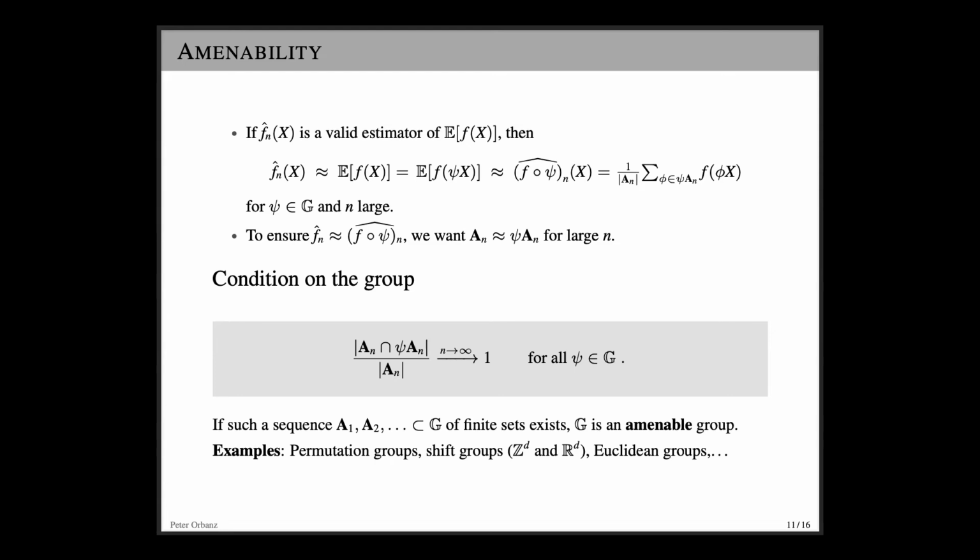Okay, so examples of groups that have this property are permutation groups, then shift groups, both countable shift groups and uncountable shift groups, so Euclidean groups, which means also rotations, but then also plenty of others like Heisenberg groups, automorphism groups, and so on.